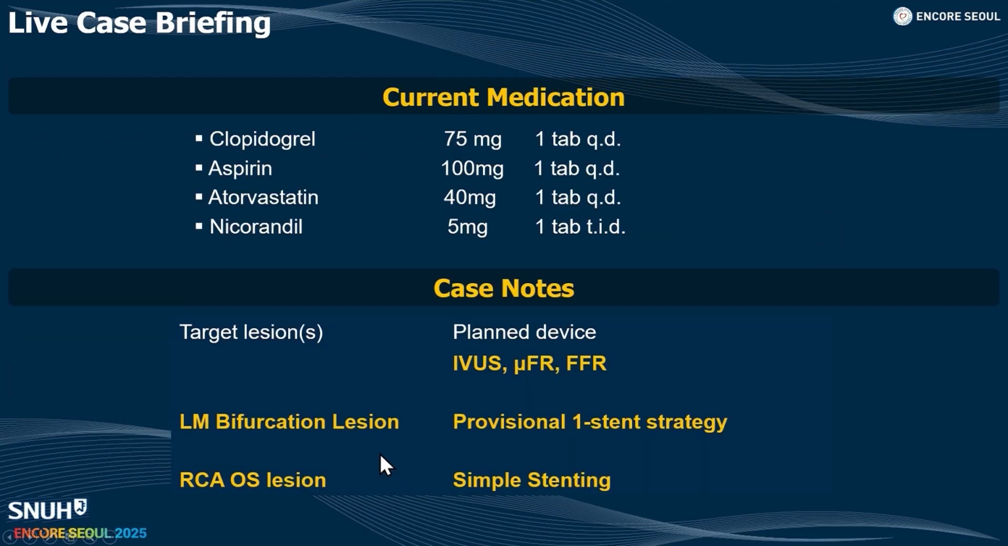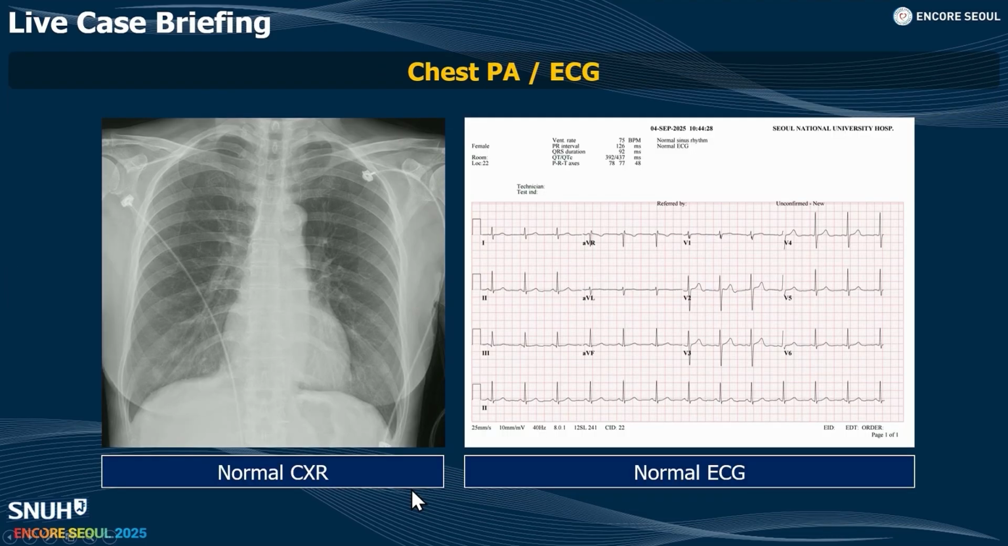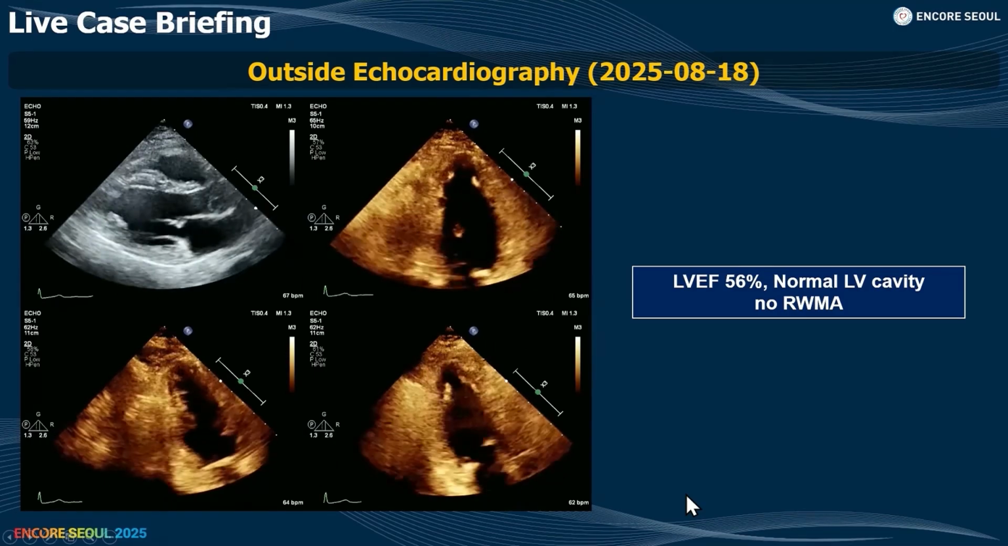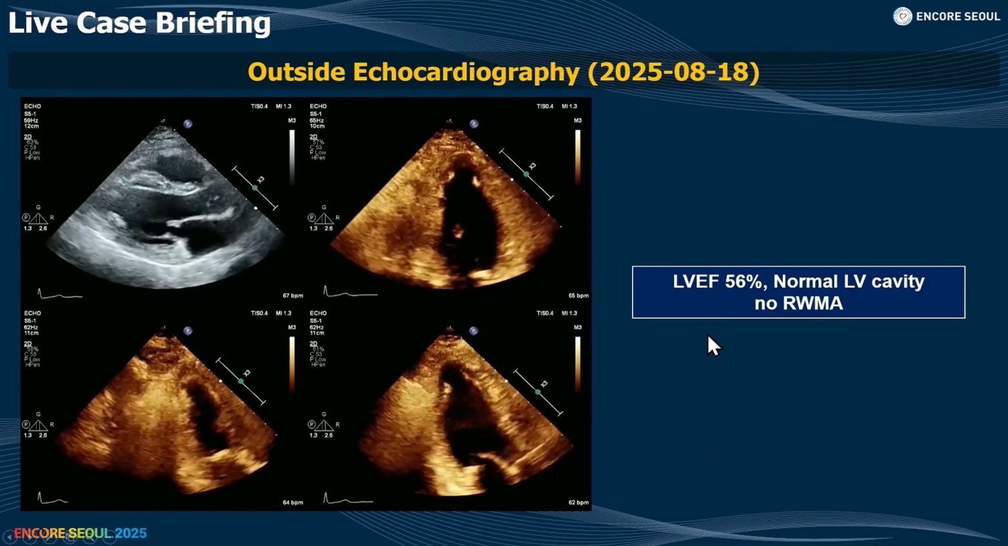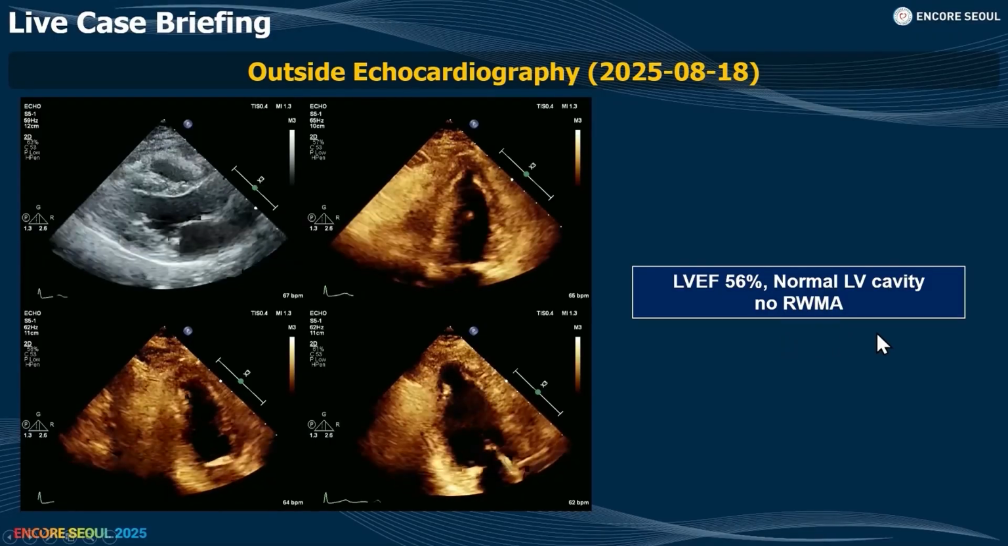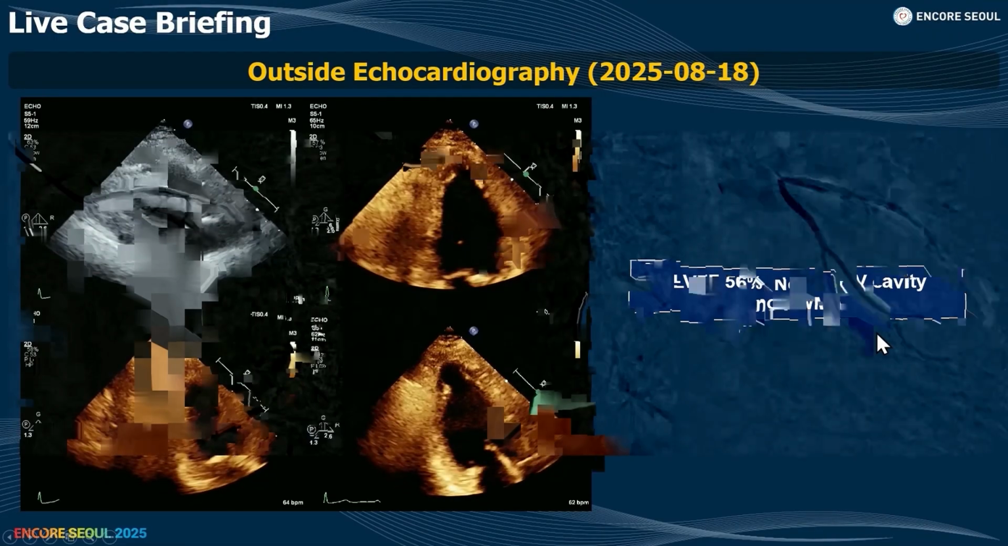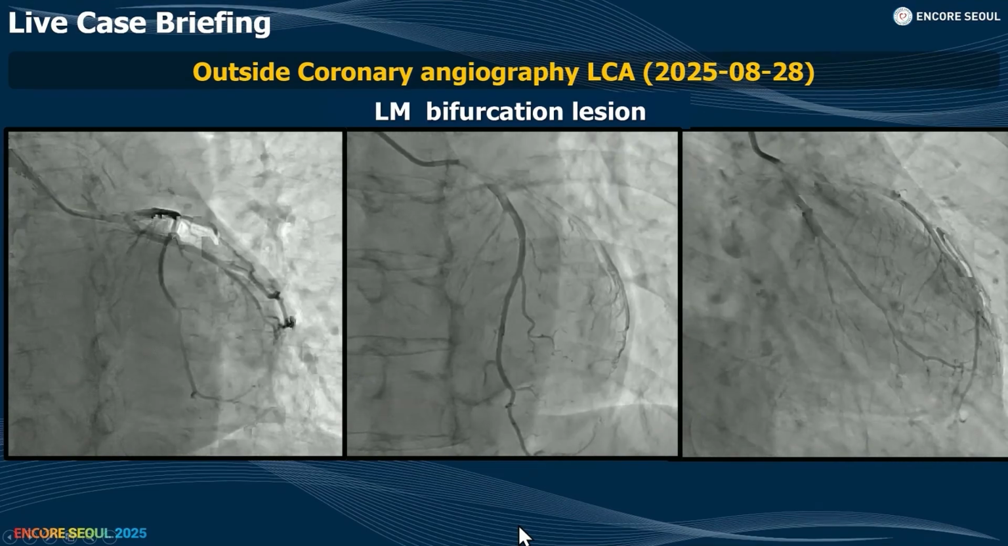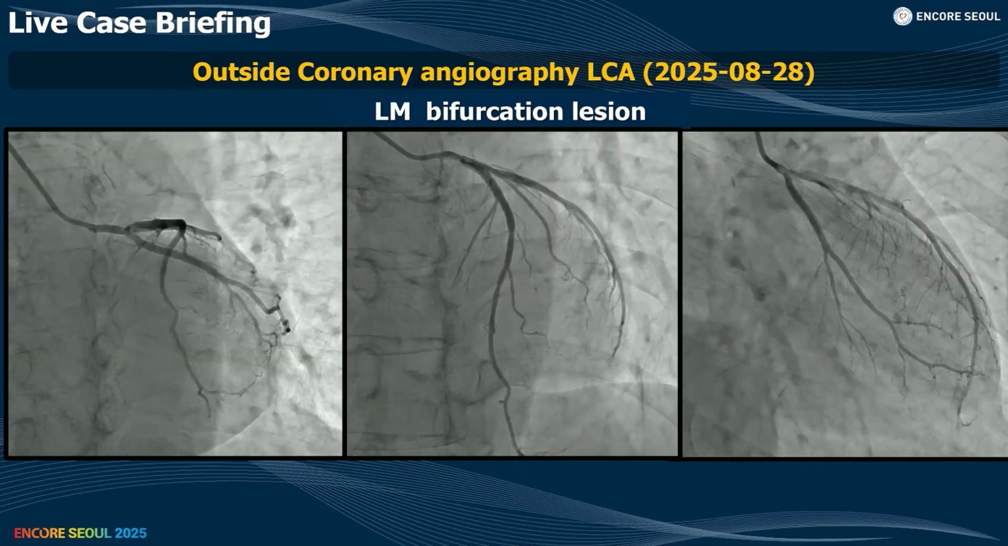Next slide. Her current medication includes DAPT and statin. And next slide. Both chest X-ray and ECG were unremarkable. Next slide, please. Echocardiography shows preserved ejection fraction with no regional wall motion abnormality. And next slide, please. So this angiogram was taken at the outside hospital.